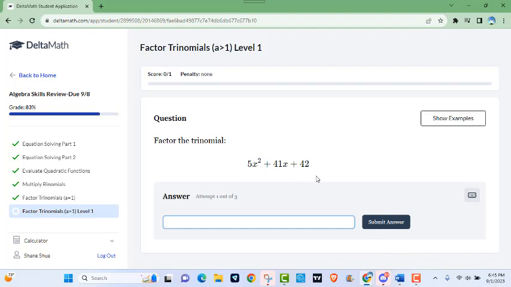Now, I'm going to admit to you, I don't expect most of you to know how to do this at this point. Factoring trinomials when the coefficient is greater than 1 is actually something we're going to be covering later on in the semester. So if you don't know it right now, don't worry too much. But for the purposes of completing your DeltaMath homework, just follow along with the steps that I'm about to show you, okay?